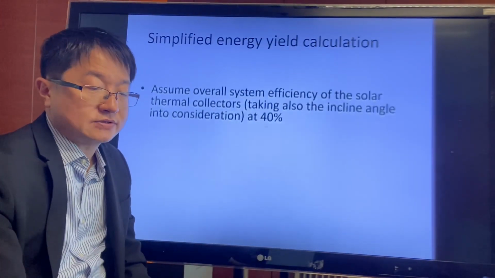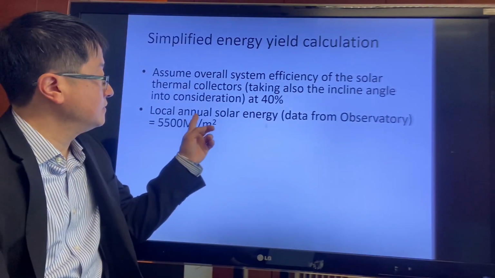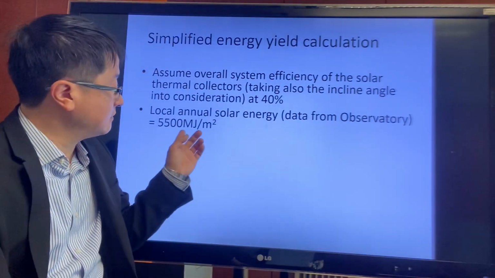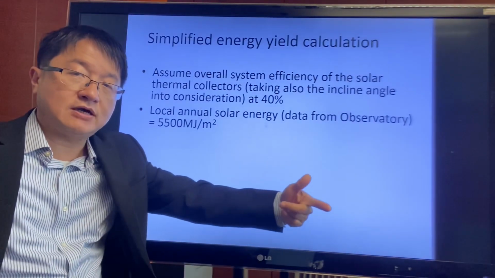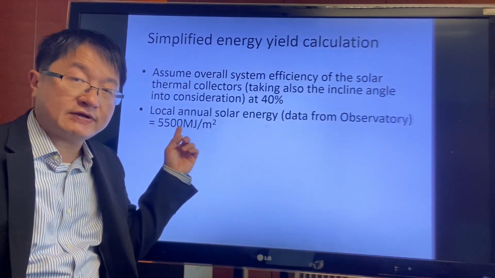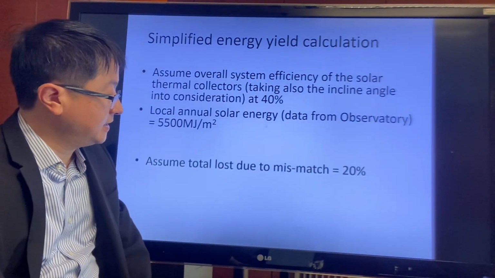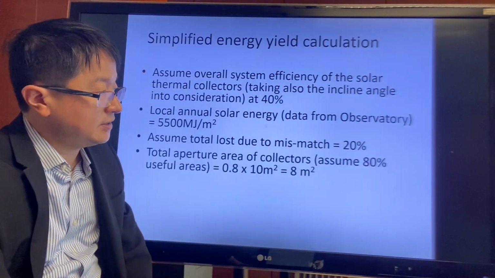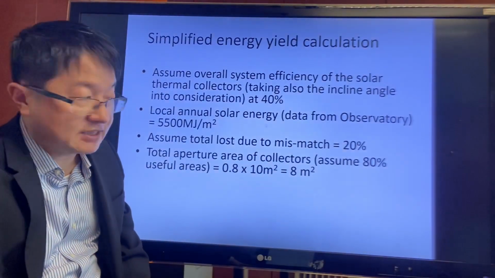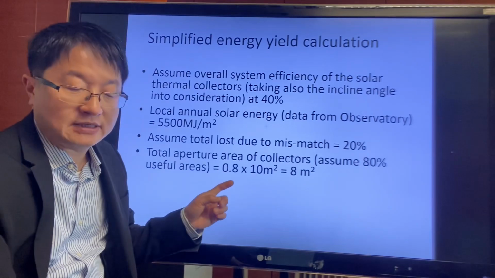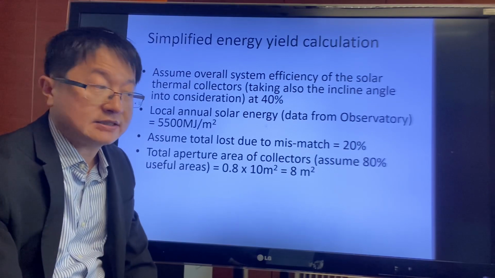Let's do some calculations. Assume the overall system efficiency is 40% and the annual solar energy is about 5,500 megajoules per square meter. So in one square meter of area, about 5,500 megajoules will be received annually. This can be calculated by measuring the energy loss due to mismatch and also the effective aperture area of the collector. Let's say we have 8 square meters of effective area of this collector.